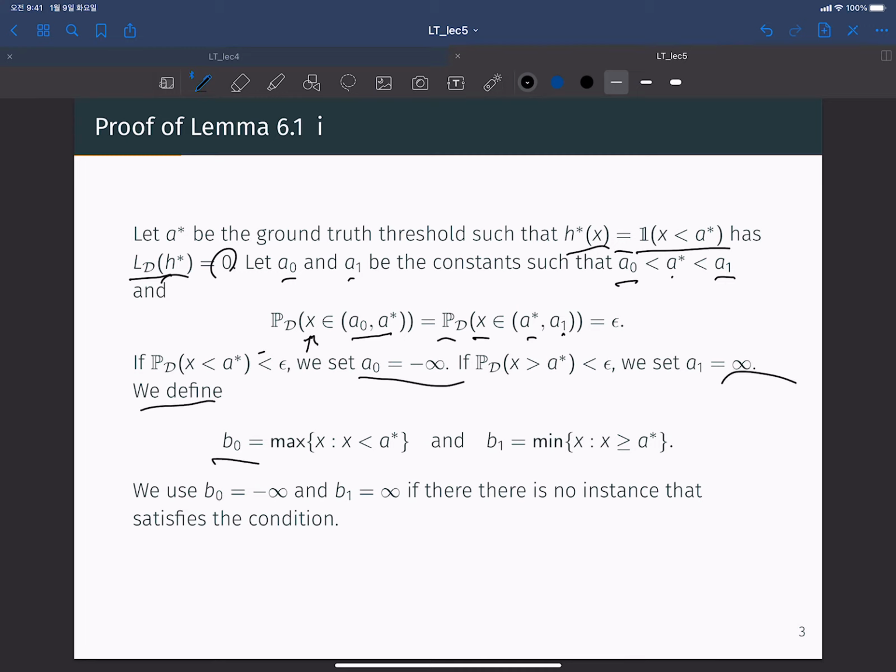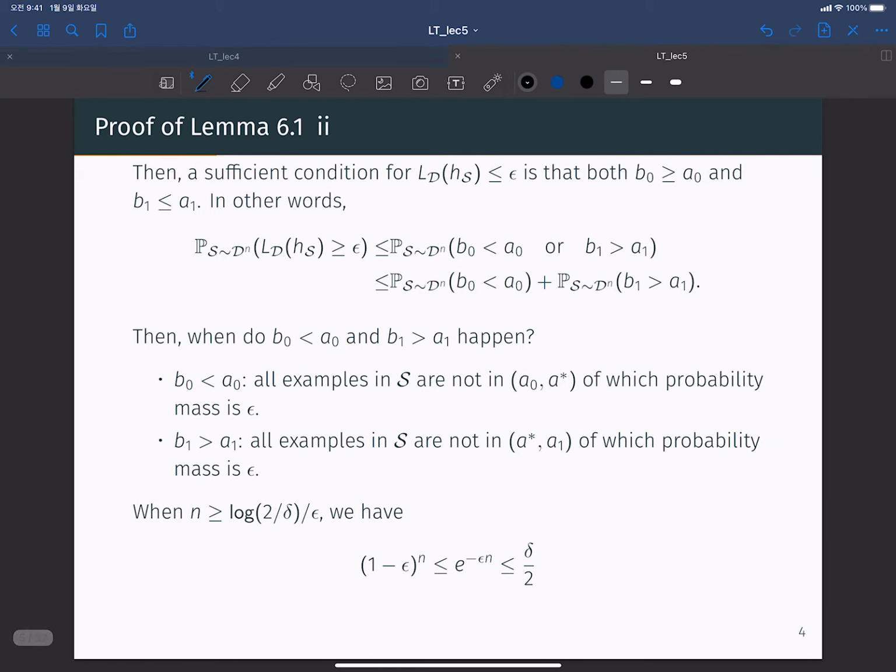We also define b0 and b1 such that b0 is the max x among your training samples having output variable 1, and b1 is the min x among your training samples having output variable 0. If there are no such instances, b0 is minus infinity and b1 is infinity. This is the setup.